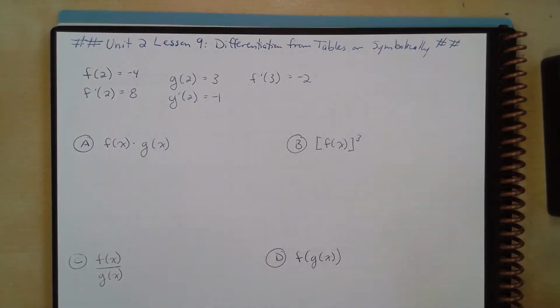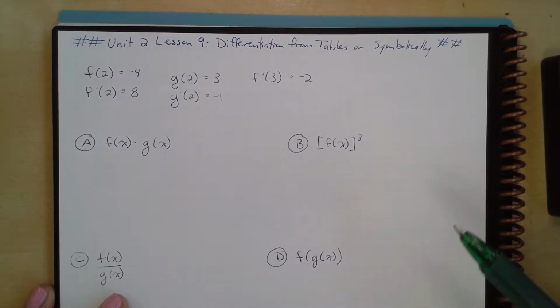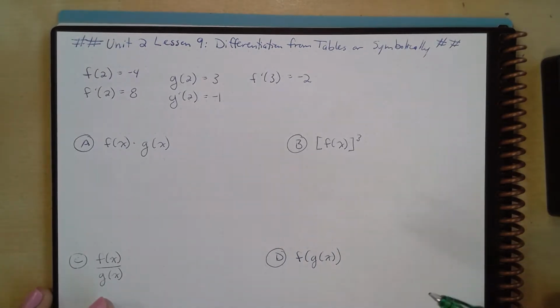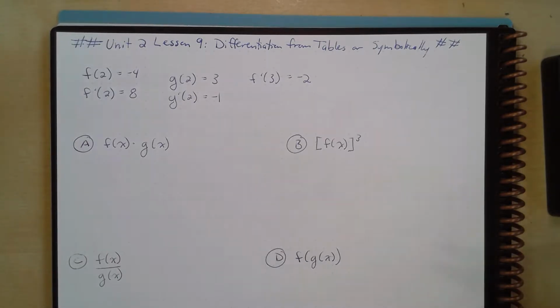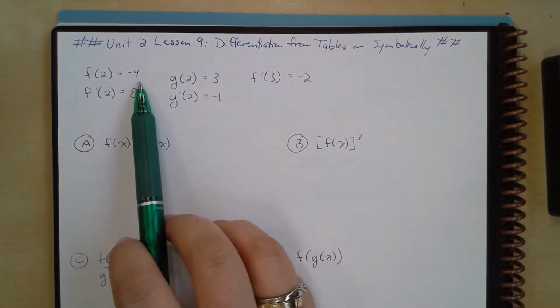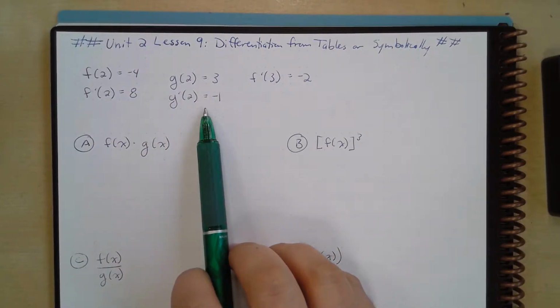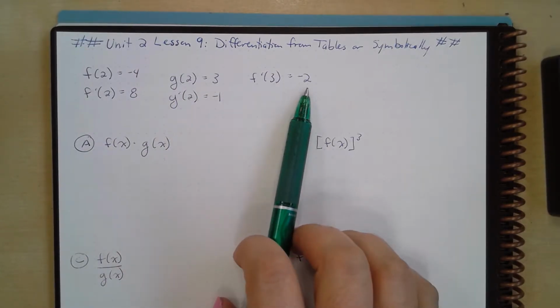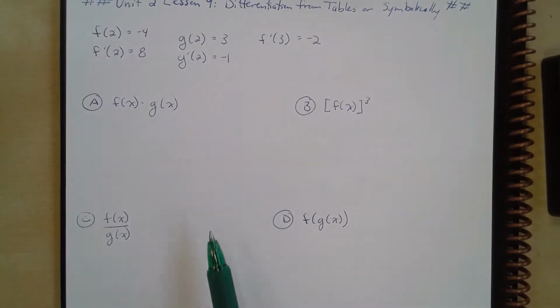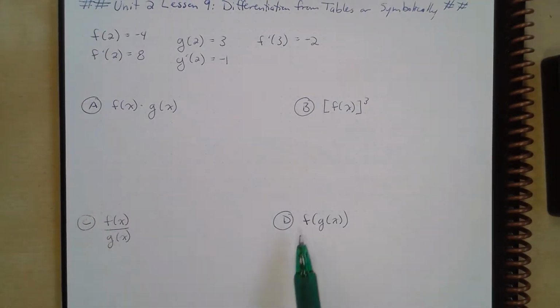Hello. Sometimes in calculus, you will be asked to actually differentiate when you're not given the function. You're just given tables or symbolic, like a graph, and you're still asked to find the derivative. And we can actually do that. So here we're given that f of 2 is equal to -4, f prime of 2 is 8, g of 2 is 3, g prime of 2 is -1, and f prime of 3 is -2. And we're going to use that information to solve A, B, C, and D.